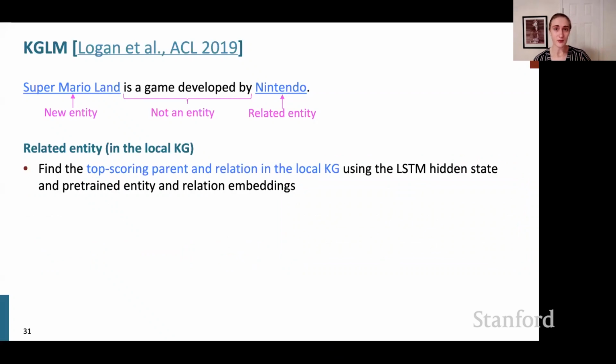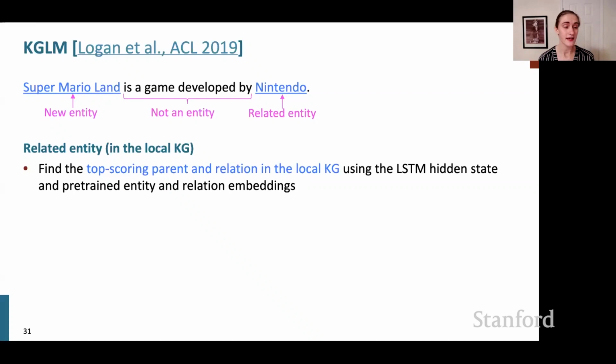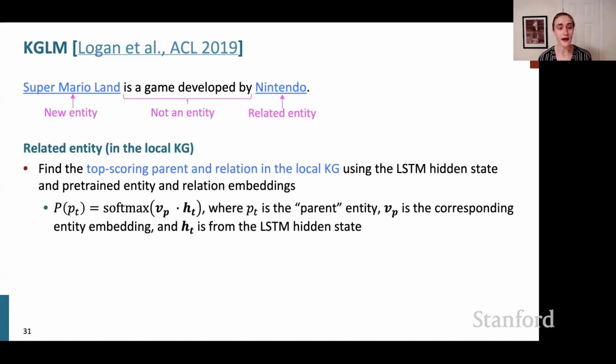So the goal is you're going to find the top scoring parent entity and the top scoring relation using the nodes in your local knowledge graph. And you can do this by using the LSTM hidden state combined with pre-trained entity and relation embeddings. So I do admit I cheated here a little bit in that this does use pre-trained embeddings, but hopefully you'll see by the end of this discussion why I think it fits a bit better in this external memory use case as well. So what they're going to do is take a softmax using the LSTM hidden state and the entity embeddings for each of the potential parent entities, and then they'll take the top scoring one as a parent entity. And they'll do the same thing for the relation embeddings.